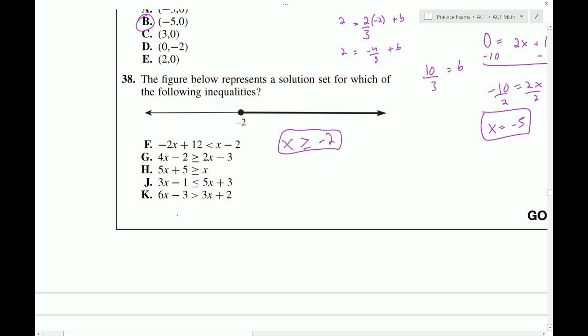So if I subtract 3x, I get 3x, and if I add 3, I get 5. So that's no good. Let's try J. If I subtract 3x, I get 2x, and if I subtract 3, I get -4. Then I divide by 2 both sides, and I get x is greater than or equal to -2. So this is the winner.